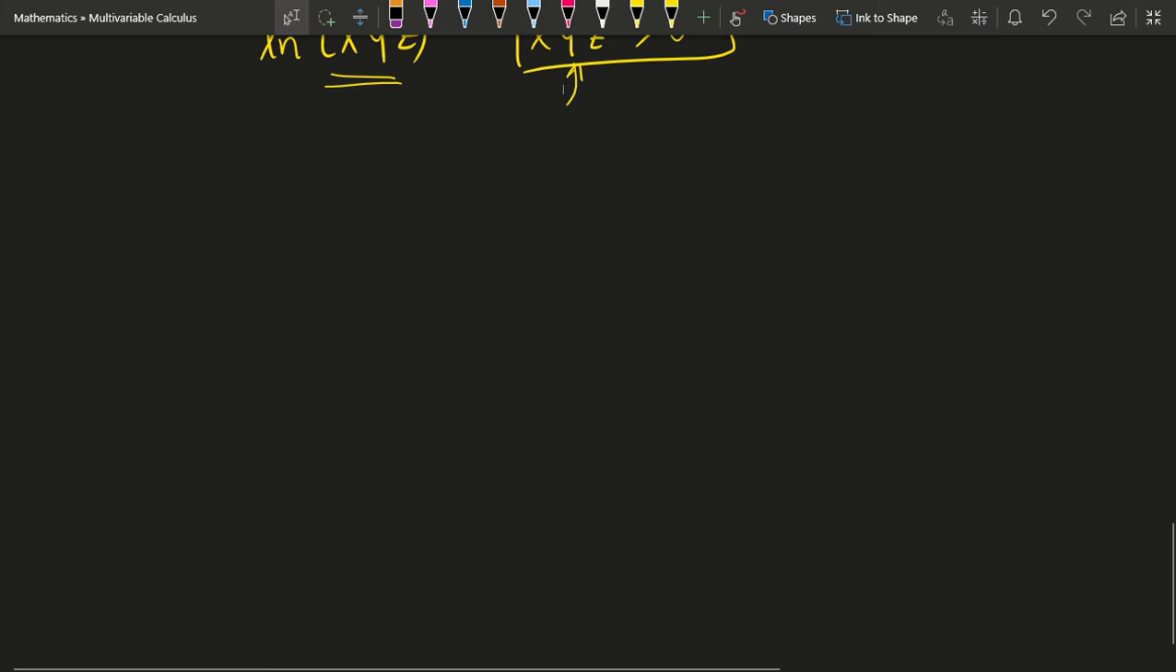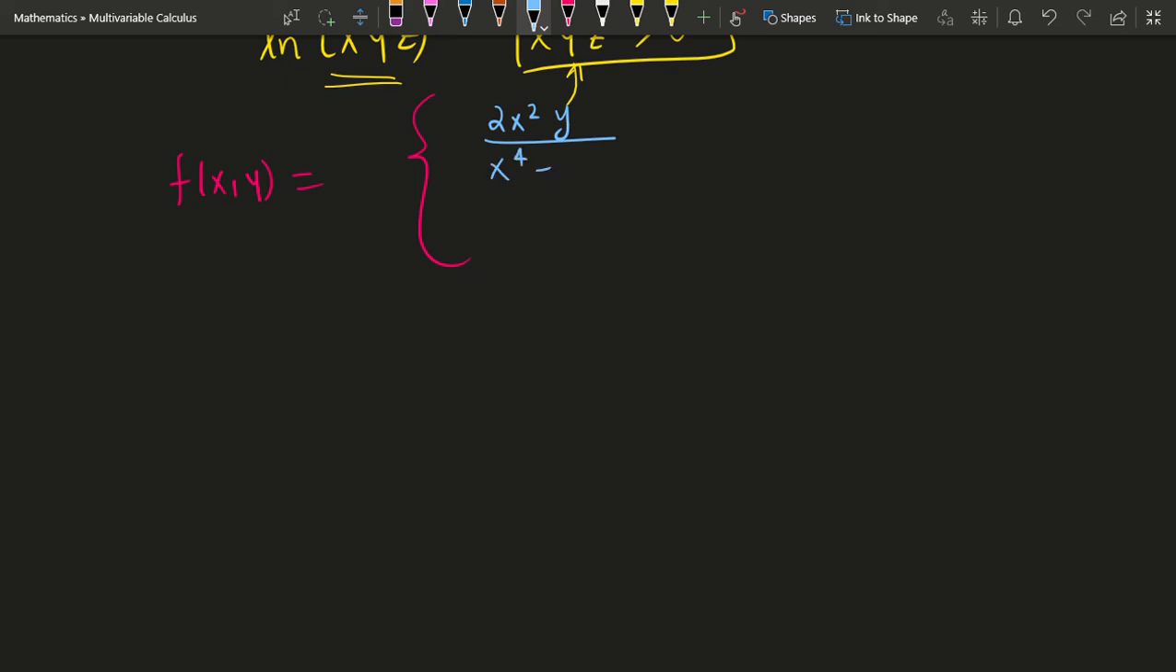Let's look at an example of disproving continuity. So let's say you had a piecewise defined function, and it's defined as 2x squared y over x to the power 4 plus y squared when x and y are not equal to the origin, and it's simply equal to 0 if x and y are at the origin.